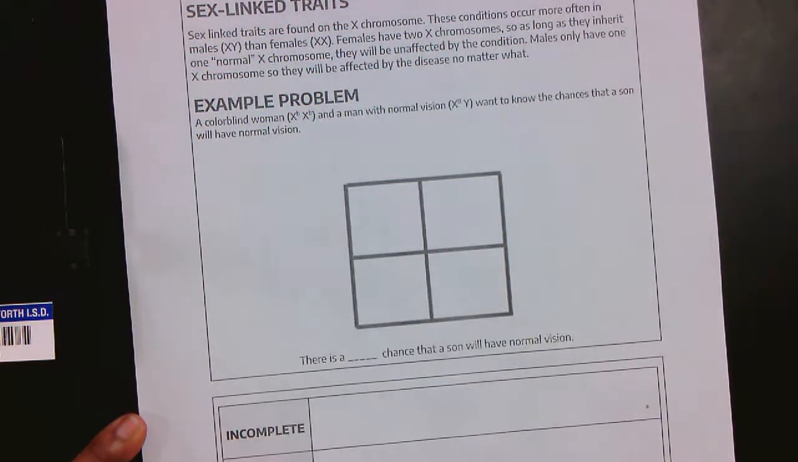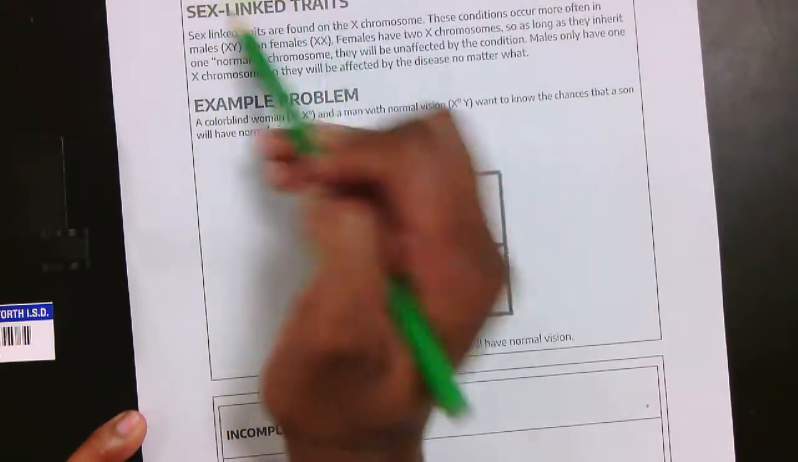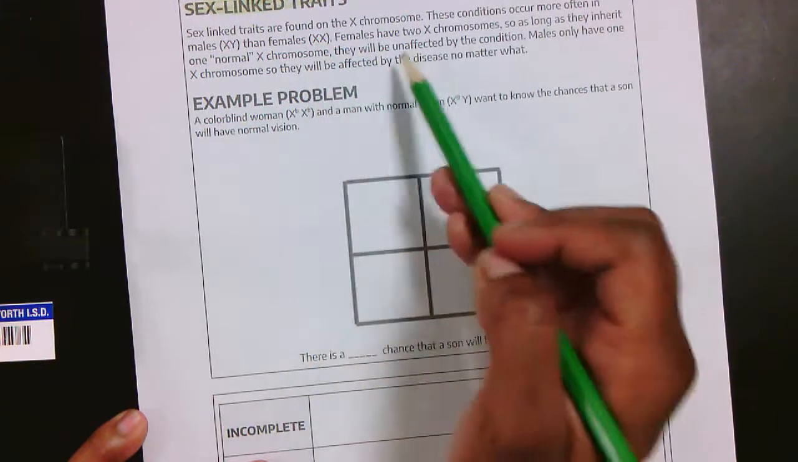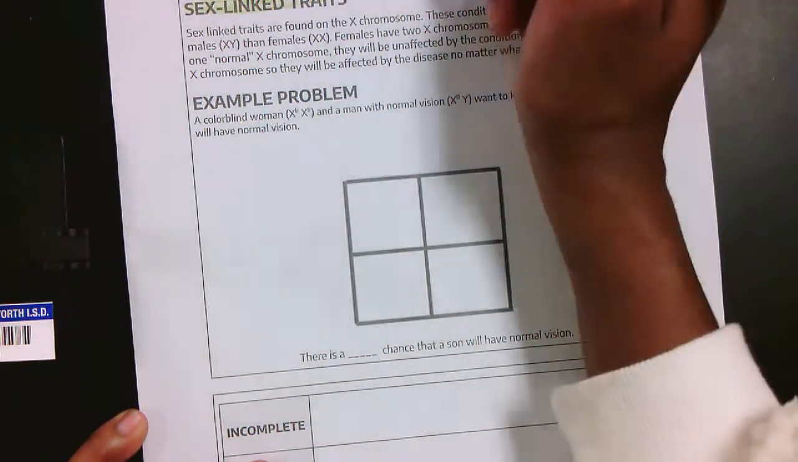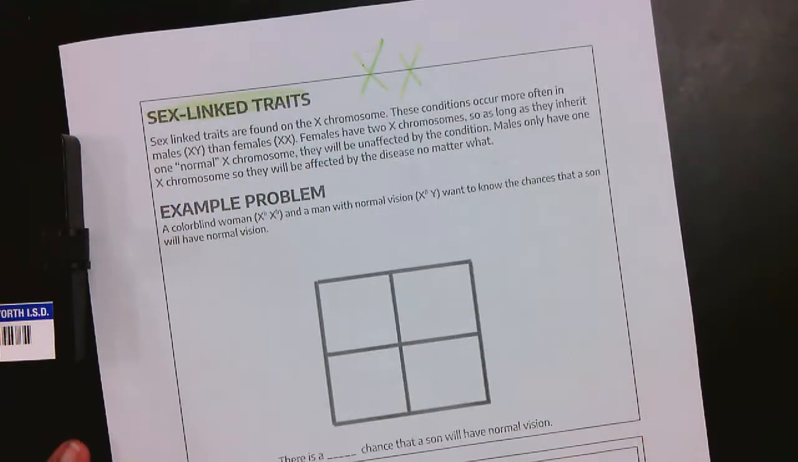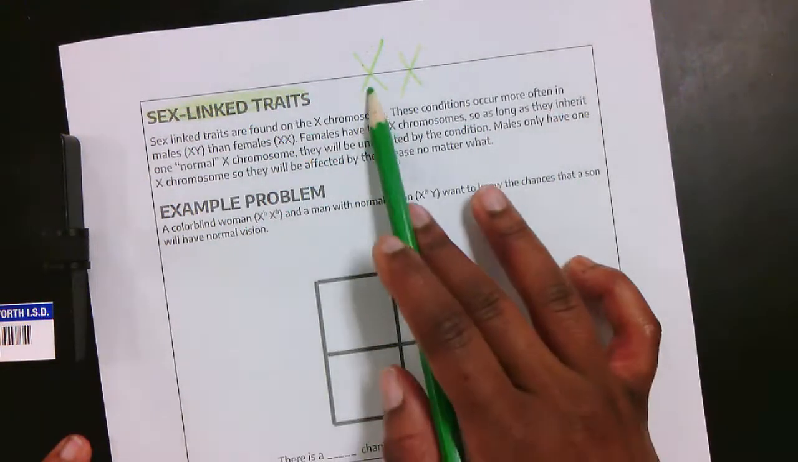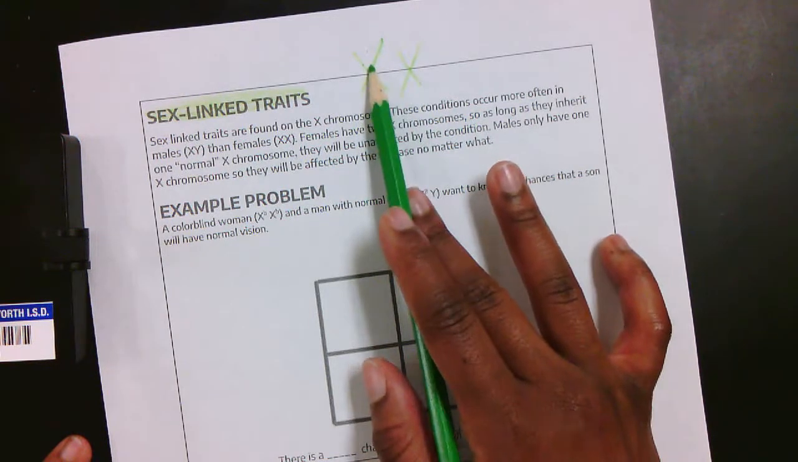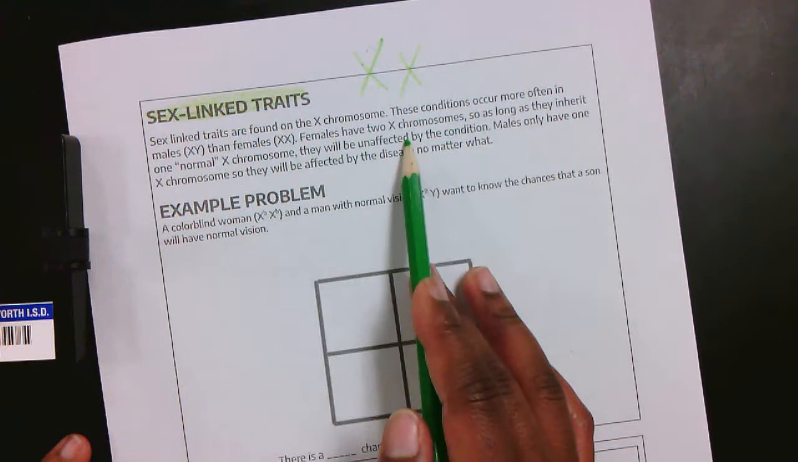Sex-linked traits are found on the X chromosome. Okay, these conditions occur more often in males than females because females have 2 X chromosomes, right? Females get XX. So as long as they inherit 1 normal chromosome, it doesn't matter if this one's messed up because they still have that one. Okay, they'll be unaffected by the condition.